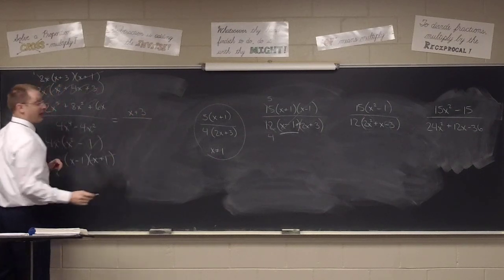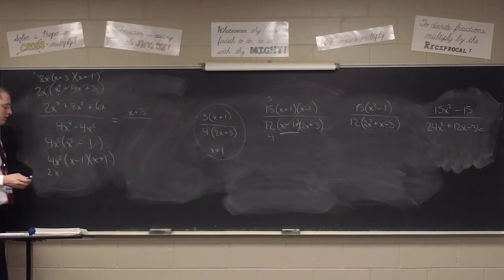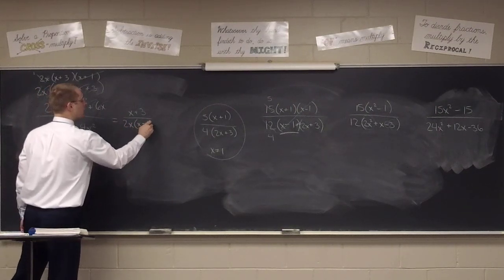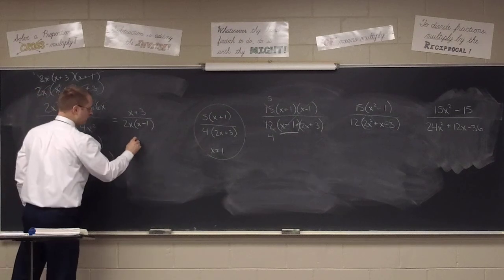Now, if that had canceled, you're right, we would have put a 1. We don't ever leave the numerator empty. And in the denominator, 2x times x negative 1, where we do need to specify, x cannot be negative 1.